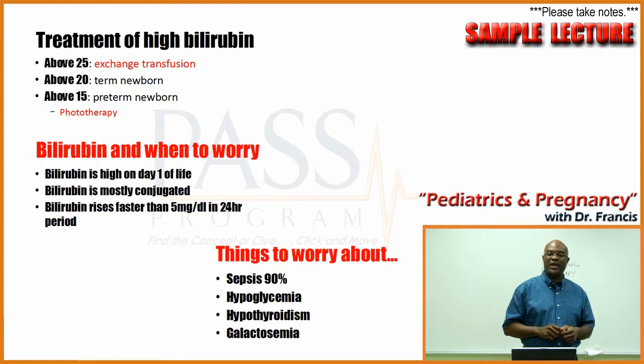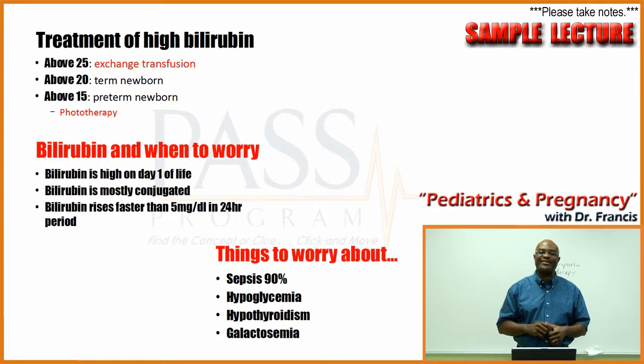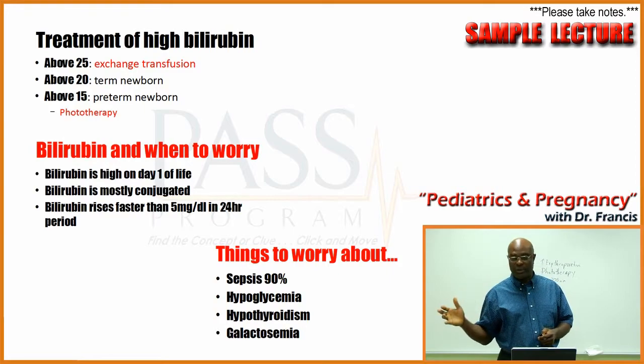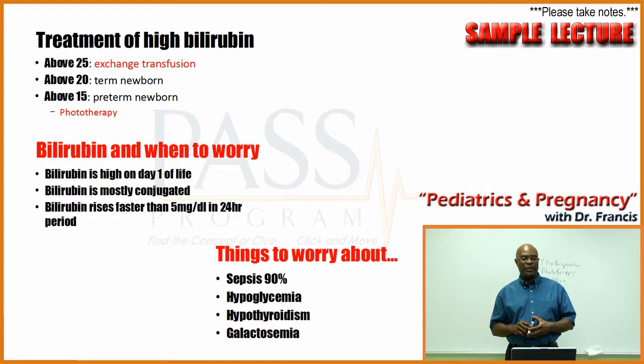In biochemistry, we discussed the number 1 structure used to conjugate to molecules, remember, was acetyl groups. So acetylation was number 1. But in the case of bilirubin, it's glucuronidation, i.e. glucose. So hypoglycemia can lead to hyperbilirubinemia. Hypothyroidism can lead to hyperbilirubinemia. Why?